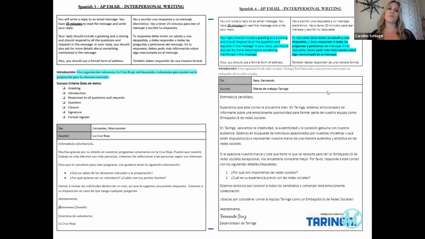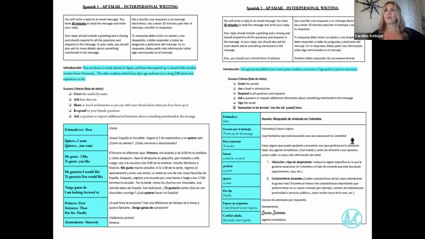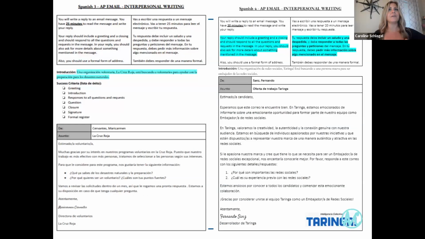And then we move to our Spanish 3 on the left-hand here, and you can see some things have changed. Namely, the time at the top. We've now taken away 5 minutes from our students. So you only have 25 minutes to complete this task now. The introduction is there, and it is in Spanish, right? It's short, a little longer here. And then you've got the success criteria again. And then you move to the email itself.